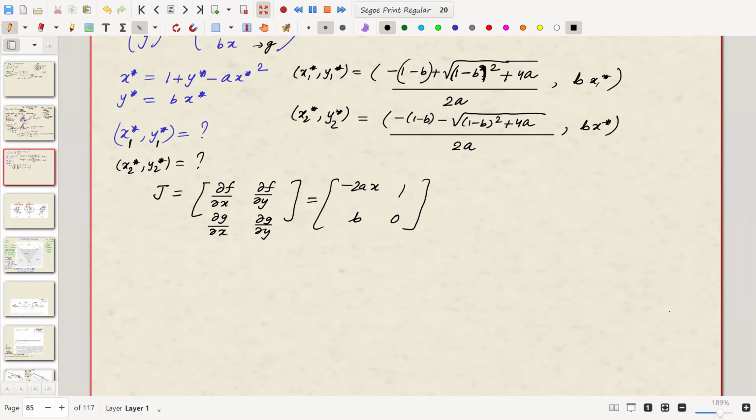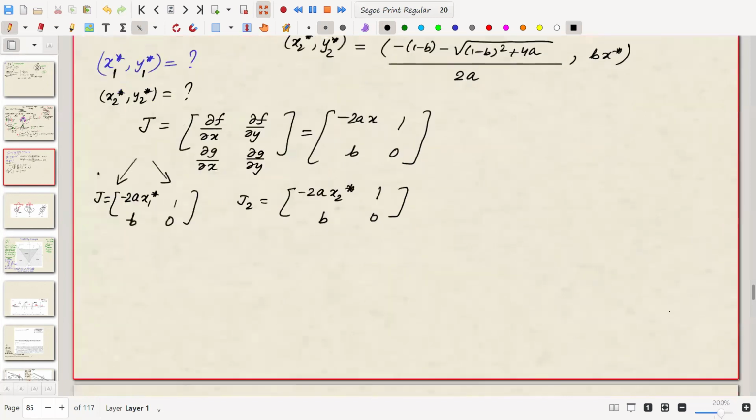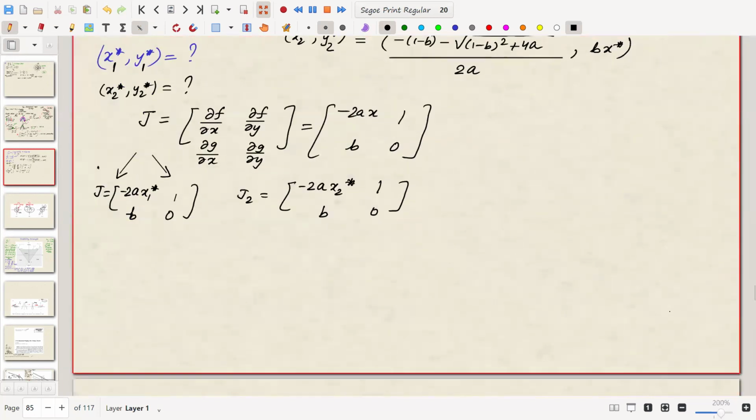Now, can you tell me what the eigenvalues are in this case? We will have 2 Jacobian matrices, isn't it? One Jacobian matrix will be minus 2a x1 star, 1, b, 0. Another Jacobian matrix will be minus 2a x2 star, 1, b, 0. Fine, 2 Jacobian matrices corresponding to 2 fixed points. Now, can you find the eigenvalues in both of the cases?